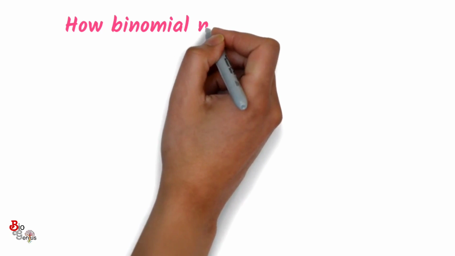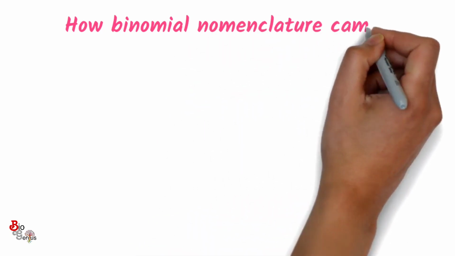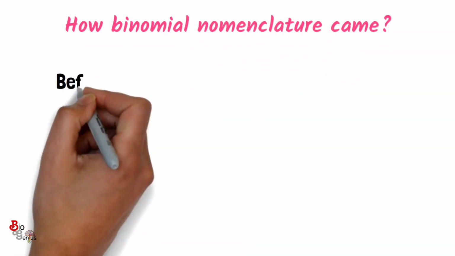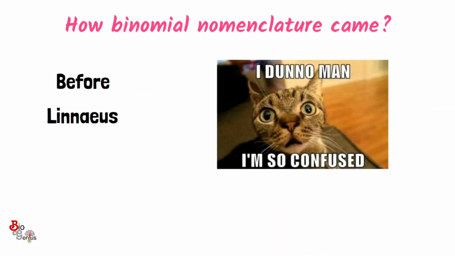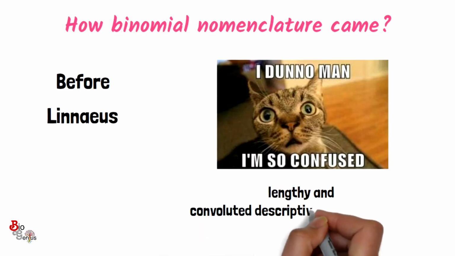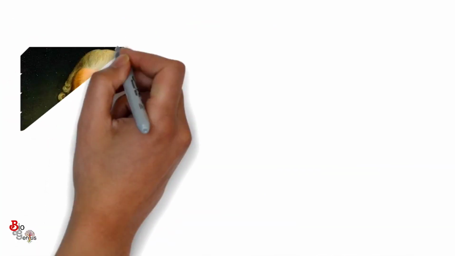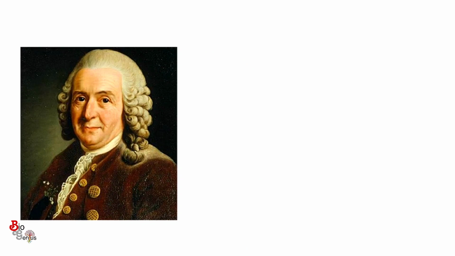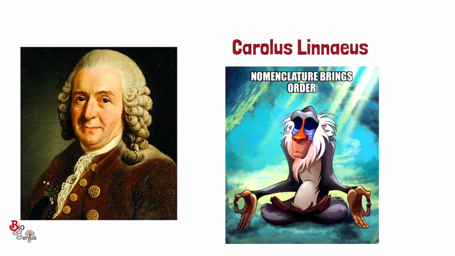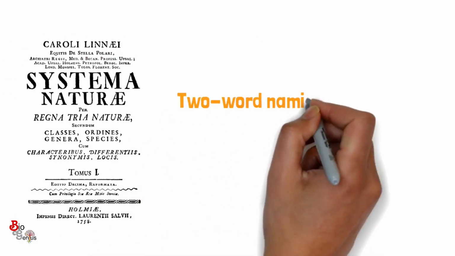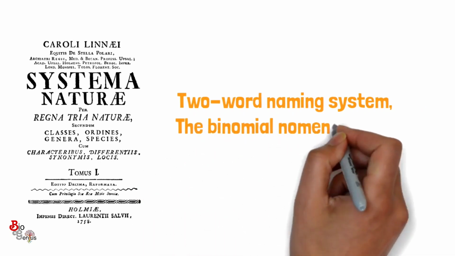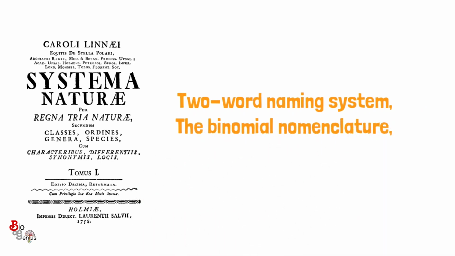How did binomial nomenclature come about? Before Linnaeus, the naming of species was a confusing and disorganized process. Organisms were often identified using lengthy and convoluted descriptive phrases in Latin. Linnaeus, a Swedish botanist and zoologist, aimed to bring order to this taxonomic confusion. In his influential work Systema Naturae, he introduced the two-word naming system, also known as binomial nomenclature, that we still use today.